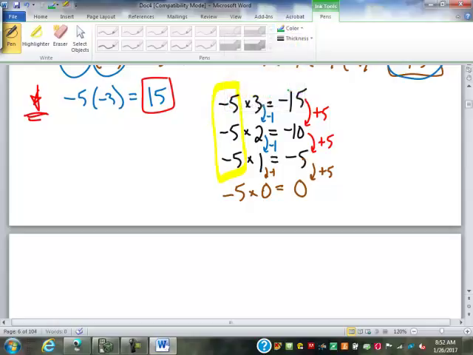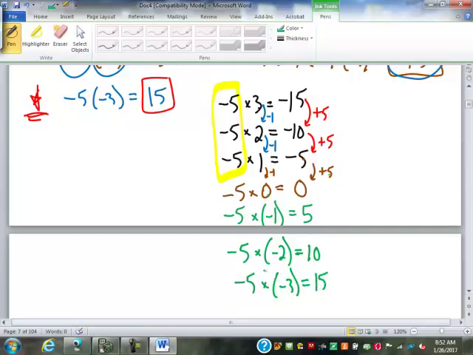That pattern seems to be working. So let's assume that the pattern keeps going. So I keep that as a negative 5. If I reduce this by 1, I'm multiplying by negative 1. If I add 5 to 0, I get positive 5. Exactly. Negative 5 times negative 3 is 15, only because it continues this pattern. A negative times a negative is a positive, only because it continues all these patterns when we do them out.